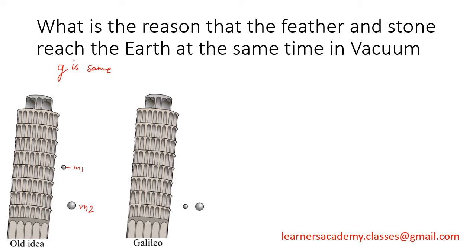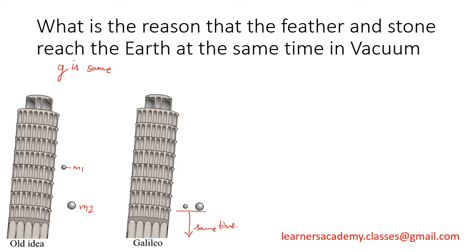So Galileo did one experiment, and both the balls of the different masses reached the earth at the same time. So this was proved by Galileo. So what is the reason? Because the value of G is same at the same place irrespective of their masses. Galileo dropped two spheres of different masses from Leaning Tower of Pisa, and he successfully demonstrated that both the spheres reached the ground at the same time.